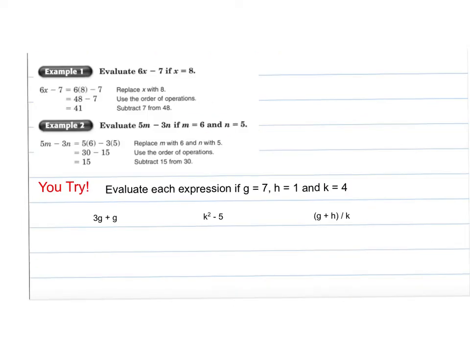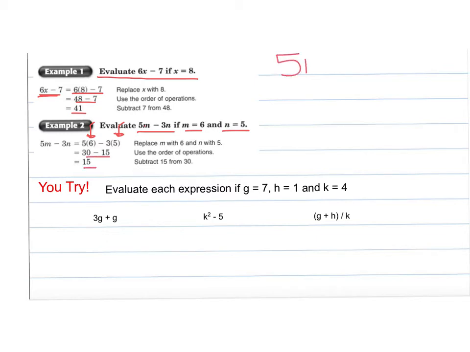So here's a couple more examples. Evaluate 6x minus 7 if x equals 8. So I want you to notice that we start out with 6x minus 7 here, and then it's rewritten as 6 times 8 minus 7. Then they follow the order of operations, and they get 41. 5m minus 3n if m equals 6 and n equals 5. So notice that the 6 is substituted for the m right here, and the 5 is substituted for the n right there. They use order of operations, and then they get an answer.